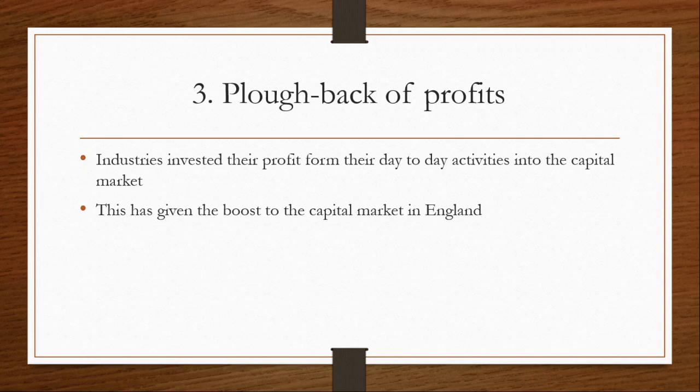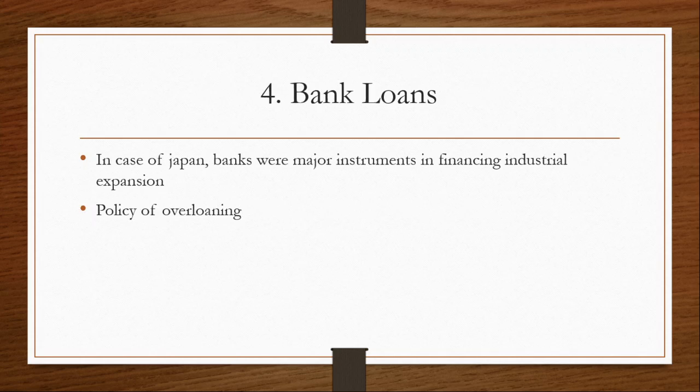But to set up a new plant, he will need some kind of investment, and that investment will come from the capital market itself. So this is what we call the plugging back of profits: the industries invested their profit from their day-to-day activities into the capital market, and this gave a boost to the capital market in England also. Okay, so this was another factor causing the accumulation of capital in England.